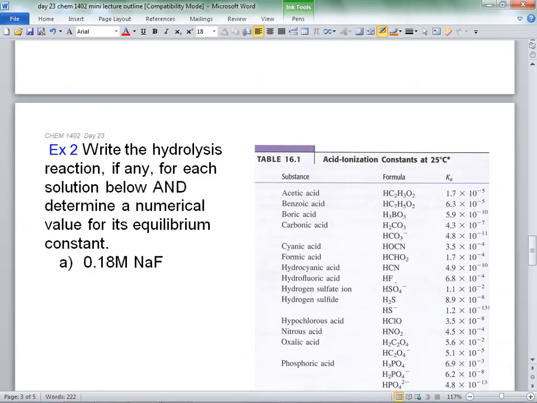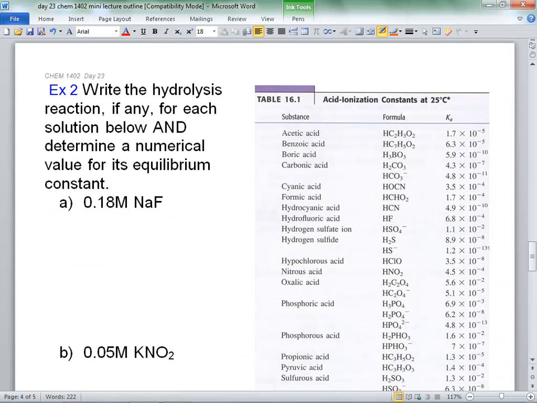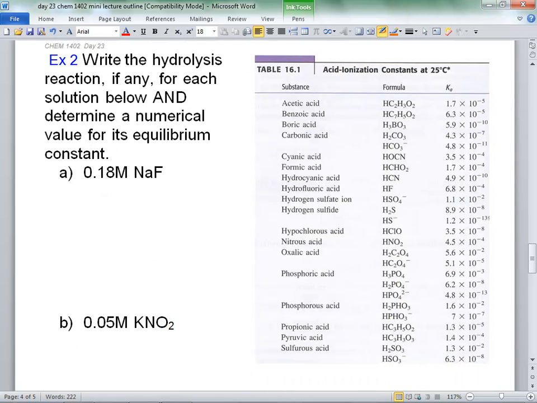Let's check out these two. Okay, we're given the table. Write the hydrolysis reaction, if any, for each solution, and determine a numerical value for its equilibrium constant. In other words, here's your compound, NaF. Determine whether it's acidic, basic, or neutral. And then, depending on your answer, you'd write the corresponding Ka or Kb reaction. And then, after that, give me the Ka or Kb number, depending on which one you wrote.